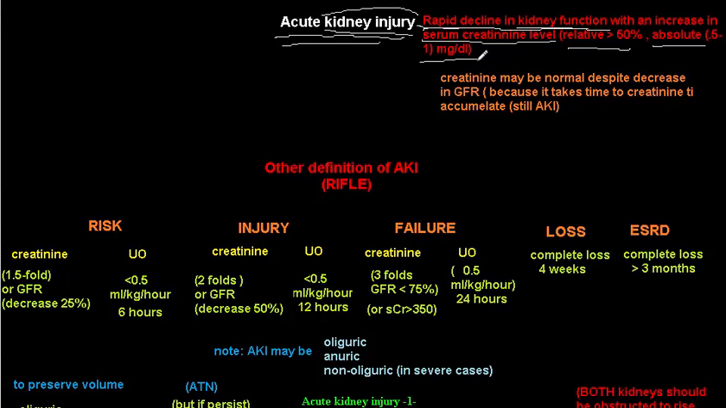Sometimes though we have acute kidney injury and the creatinine may be normal, and this is actually in the first stages of acute kidney injury, because the creatinine takes time to accumulate. So sometimes we have normal creatinine, but still we have acute kidney injury. So this is the brief definition of acute kidney injury.